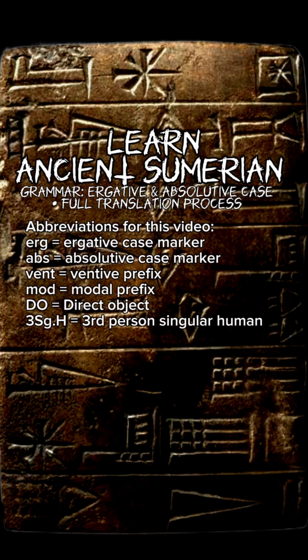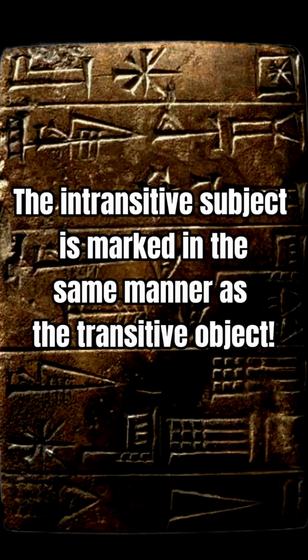Ancient Sumerian is considered a split ergative language. So what does that mean? What is the ergative case? Ergativity is when the intransitive subject is marked in the same manner as the transitive object.